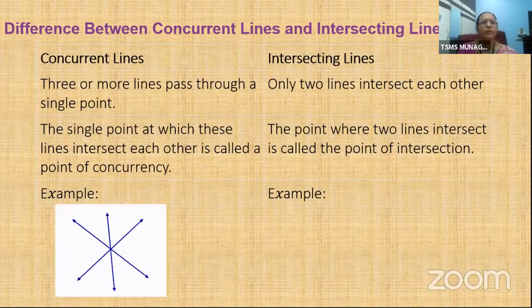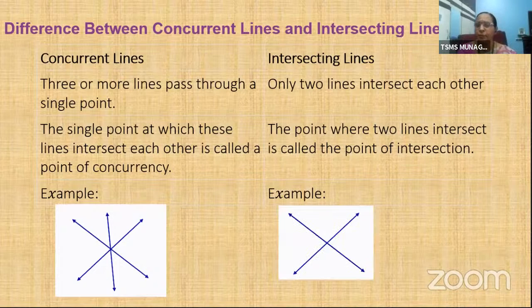Okay. So this is how concurrent lines will look, and this is how two intersecting lines are going to look. Ultimately, it is the same. They're all going to meet at one point. Two lines, intersecting lines. More than two, three or more, concurrent lines. That is the difference.